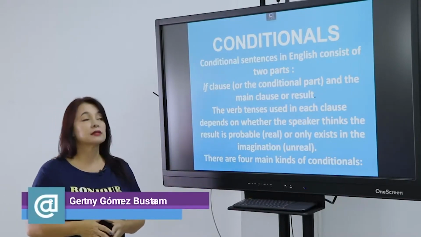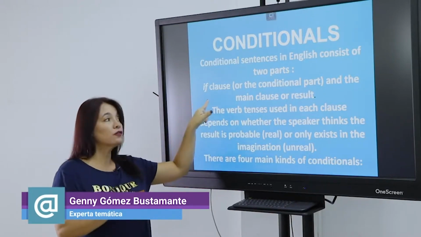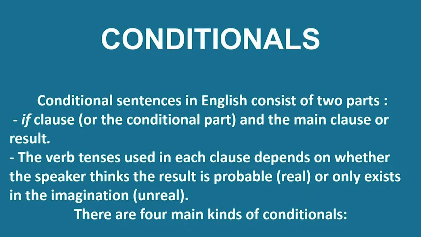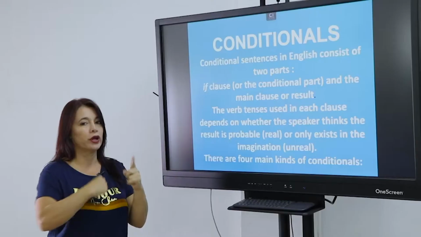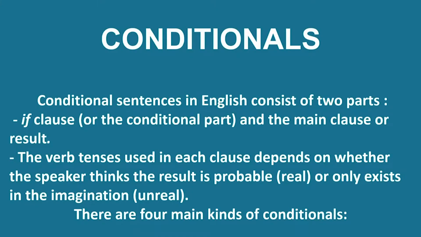A conditional sentence in English consists of two parts. The first part is an if clause or the conditional part, and the second is the main clause or the result. Don't worry, I'm going to give you several examples. The verb that we use in each clause depends on whether the speaker thinks the result is probably real or only exists in the imagination. It means unreal. There are 4 main kinds of conditionals, and I'm going to explain all of them.